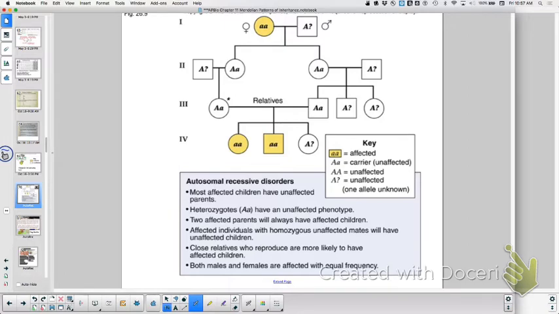Okay, both males and females are affected with equal frequency. And we already talked about in a pedigree, circles are females, males are squares. Okay, solid colors has the disease. Autosomal recessive disorders, you already have one. Number 2, heterozygotes have an unaffected phenotype.